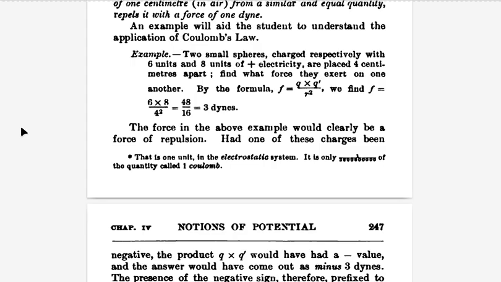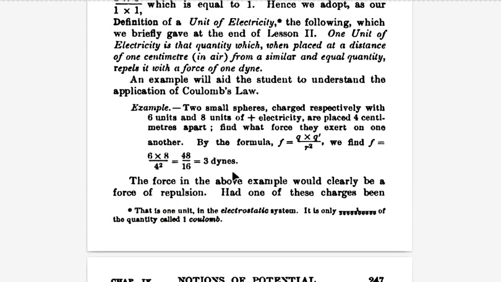By the formula, F equals Q times Q' over r squared, we find F equals 6 times 8 over 4 squared, equals 48 over 16, equals 3 dynes. Note below, in reference to the above, that this is 1 unit in the electrostatic system. It is only 1 over 300 million. The force in the above example would clearly be a force of repulsion.